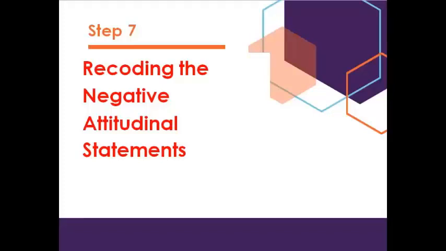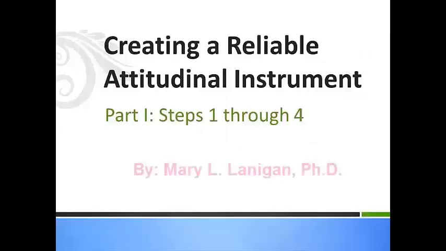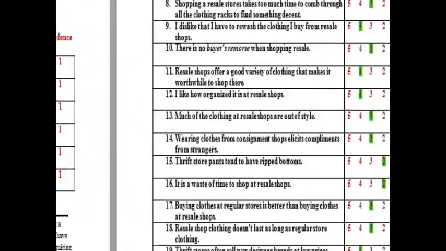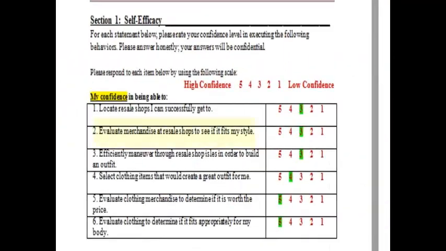Step 7 focuses on the attitudinal section of your instrument. Now the attitudinal section is going to be different than what you've done with self-efficacy and subjective norms. If you recall, when you created the attitudinal instrument, you had to create statements that were both positive and negative. In contrast, when you created the self-efficacy instrument and the subjective norms instrument, those statements were written in the neutral.